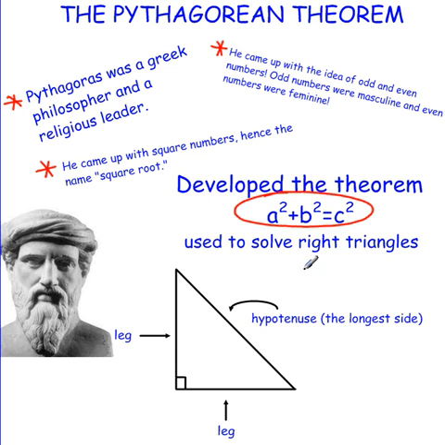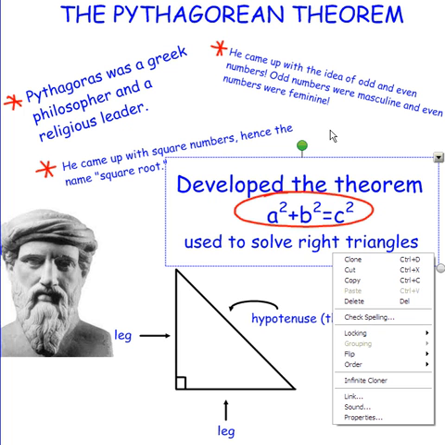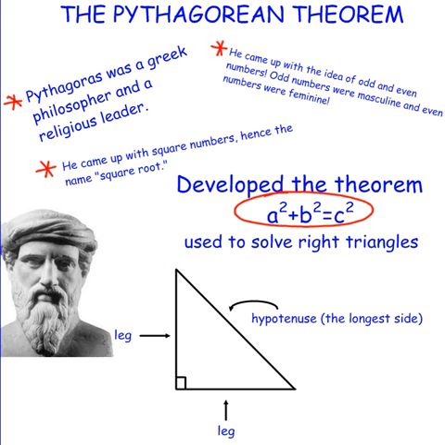Now, it's used to solve right triangles and only right triangles. Right triangles have a certain criteria that makes them a right triangle, and it is a right angle. A right angle, indicated by a little box down here, says that this corner alone is 90 degrees, and that's what makes it a right triangle.